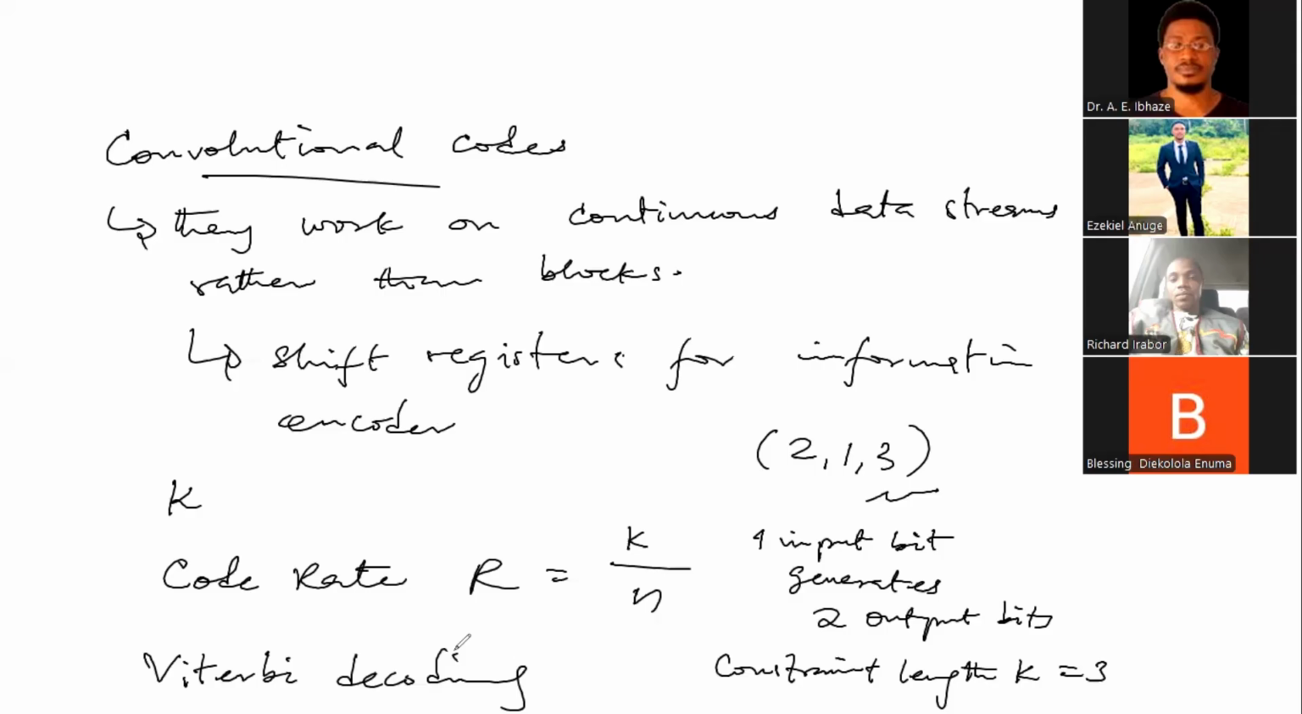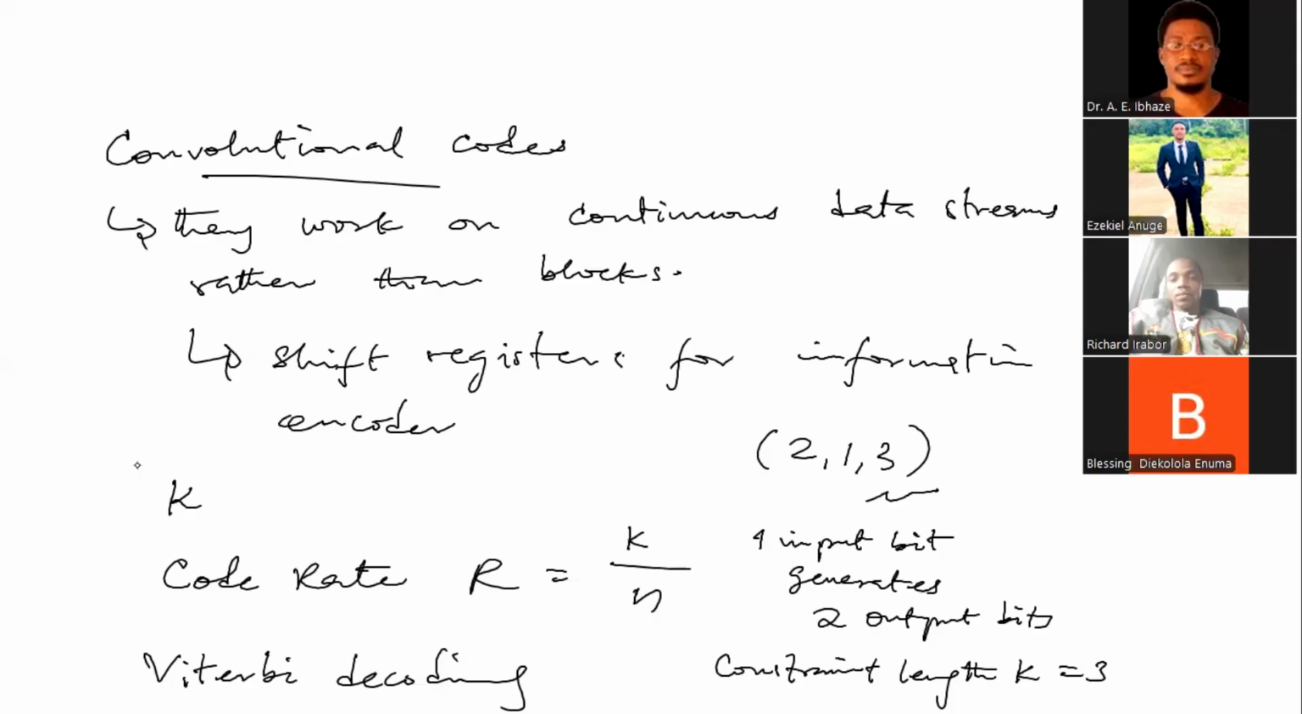And convolutional codes are used in GSM, CDMA. They're also used in 4G LTE. They're used in space, deep space communication, and so many other interesting applications as far as the existing wireless communication technology is concerned.